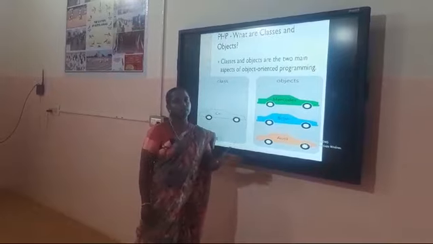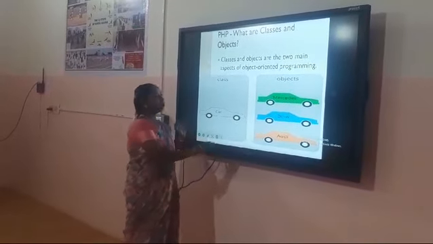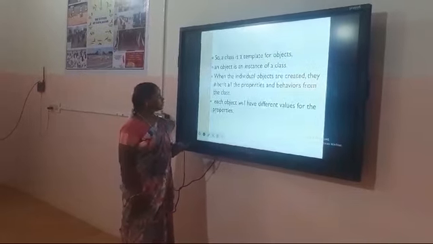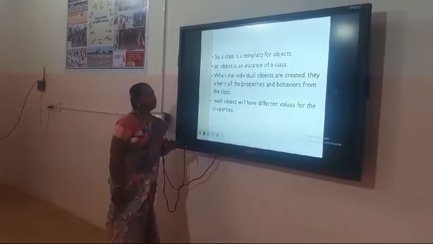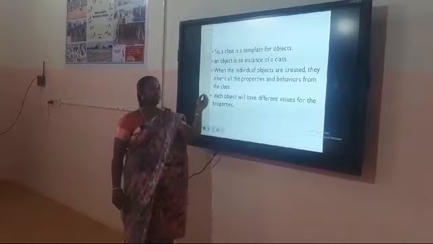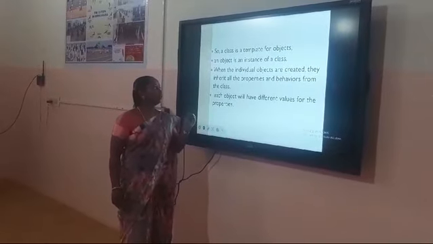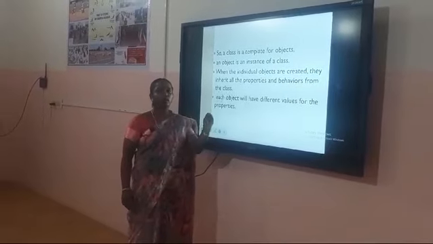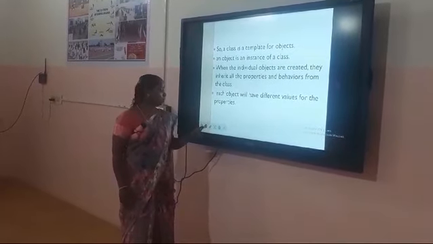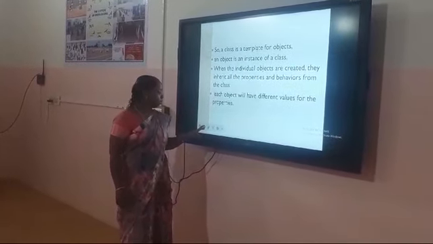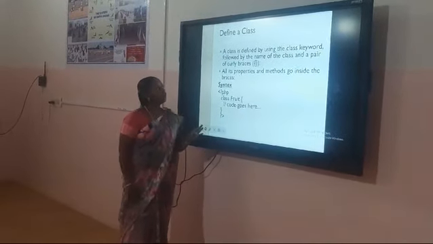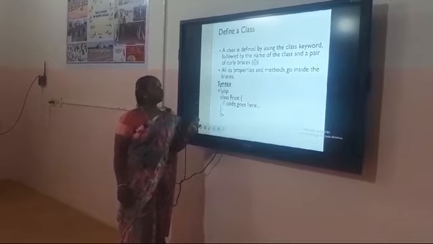This is also explained for the objects. These also represent the difference between class and objects. A class is a template for objects. An object is an instance of the class. When the individual objects are created, they inherit all the properties and behaviors from the class. So each of the objects is created from one defined class. A class is defined using the class keyword.